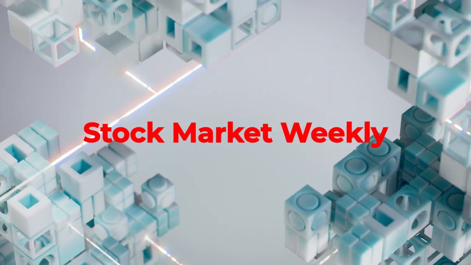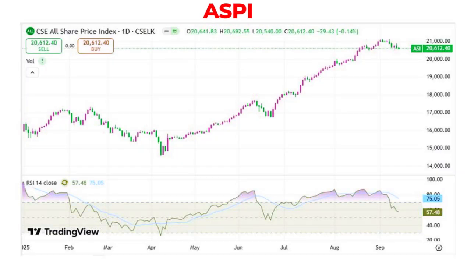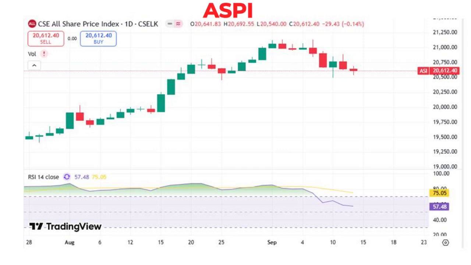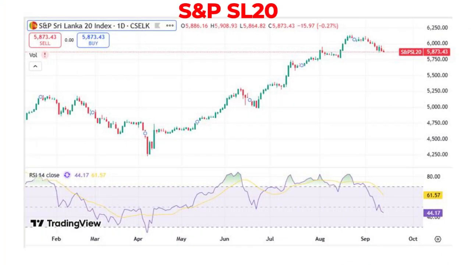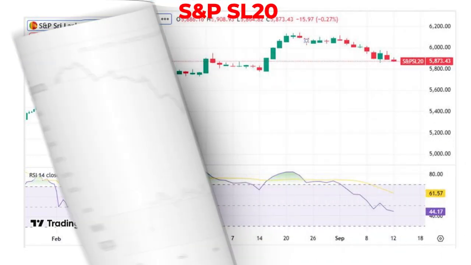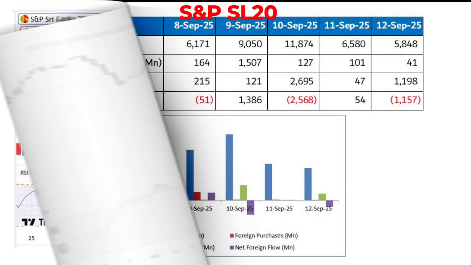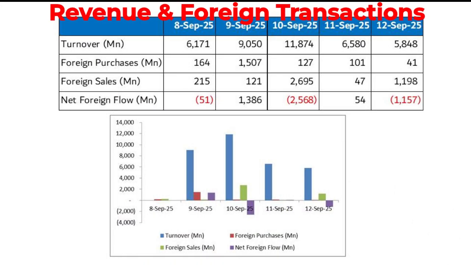The stock market was a bit shaky last week, showing signs of volatility. The all share price index closed at 20,612 points, losing about 380 points. That's a 1.8% drop from the week before. The S&P SL 20 also moved lower, sliding by 118 points to finish the week at 5,886.